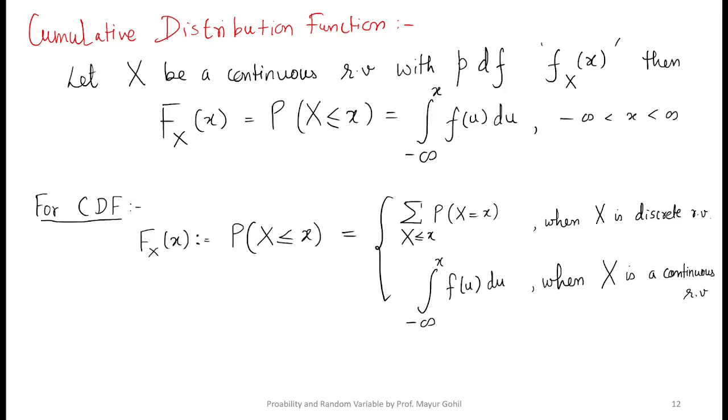Please see the notation which is used. If it is capital F, then remember it is the cumulative distribution function, and if it is small f, then it is the probability density function. Please be clear about small f and capital F, because if this confusion is there, it will be carried all throughout. So make it very clear at this stage.